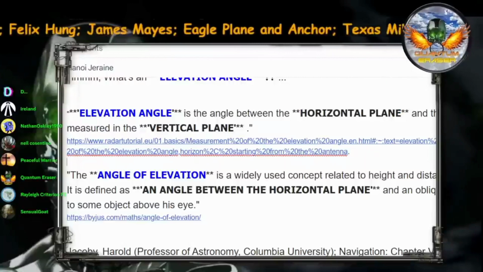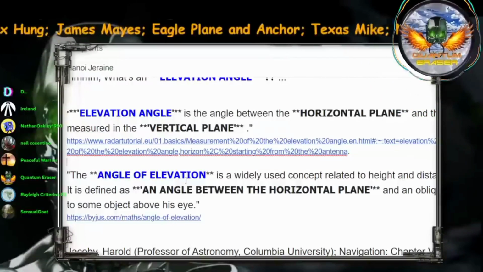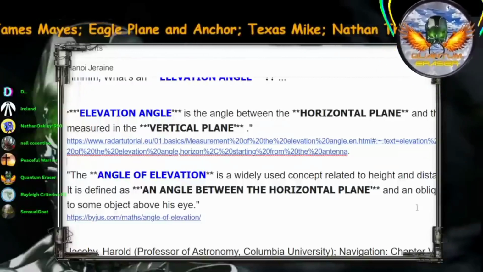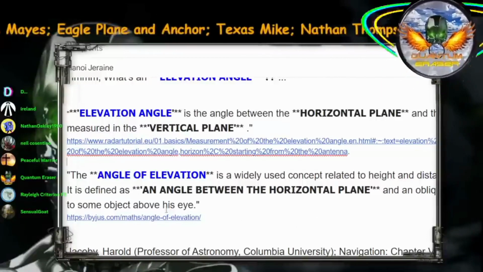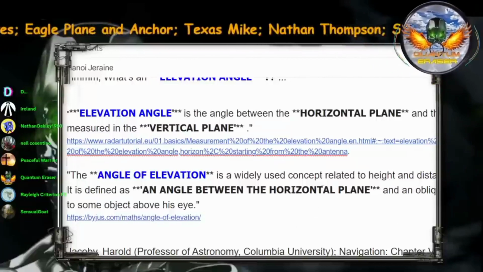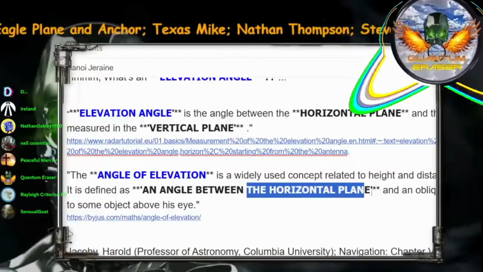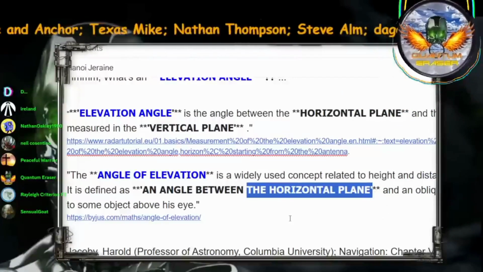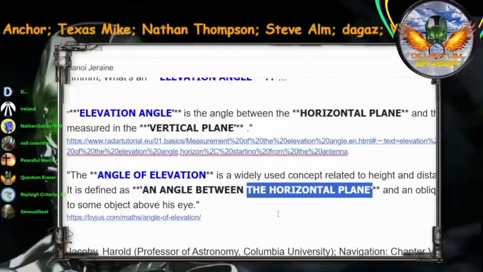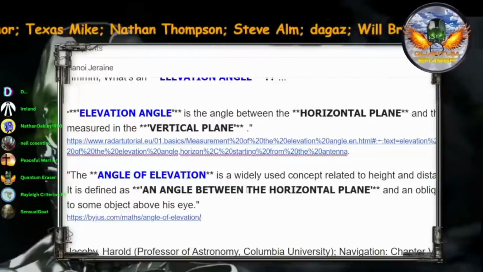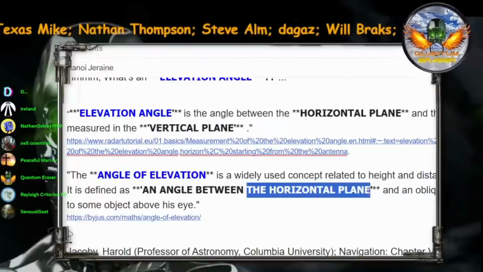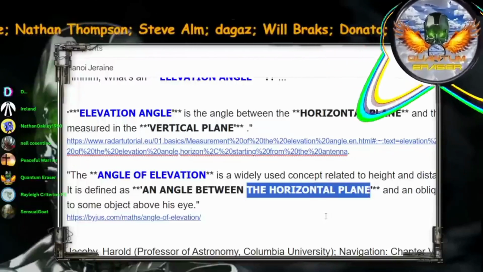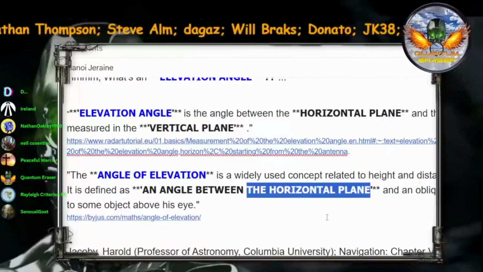You're finished. From Bijust.com, "the angle of elevation is a widely used concept related to height and distance, especially in trigonometry. It is defined as an angle between" there it is again, "the horizontal plane, and an oblique line from the observer's eye to some object above his eye." So again, Hanoi, horizontal plane. Show us a horizontal plane on a sphere tard.